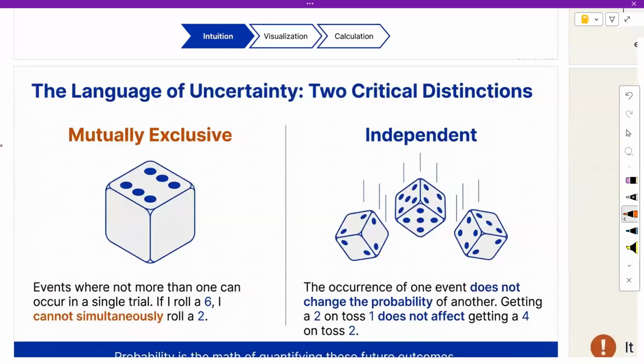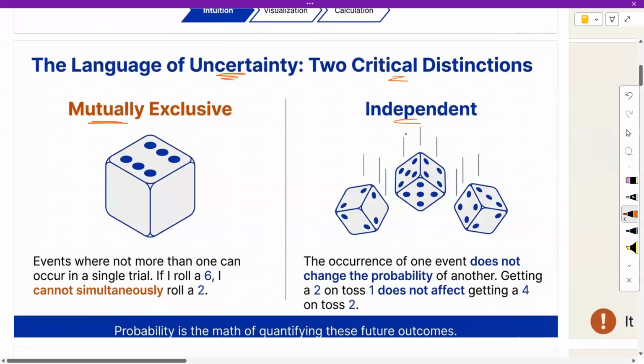Probability is a technique, a kind of scale, to measure the uncertainty, and it has two critical distinctions. First one, mutually exclusive, and the second thing is independent. What is mutually exclusive and what is independent? We have to very carefully understand these concepts behind probability. Without knowing these two distinctive critical things, it's nearly impossible to understand probability.